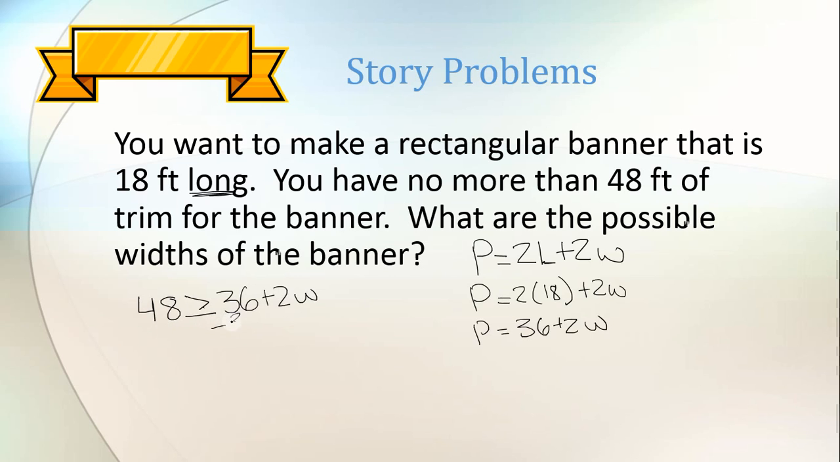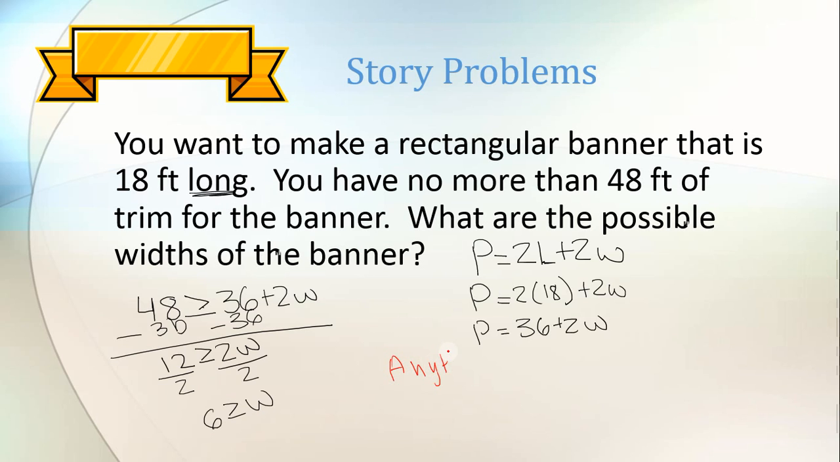So now I'm going to start solving. I'm going to subtract 36 from both sides. And I'm going to get 12 is greater than or equal to 2w. Of course, I'm going to divide by 2. And I get 6 is greater than or equal to w. So what does this mean? What are the possible widths of my banner? I can have anything less than 6 feet for my banner, my width of my banner.